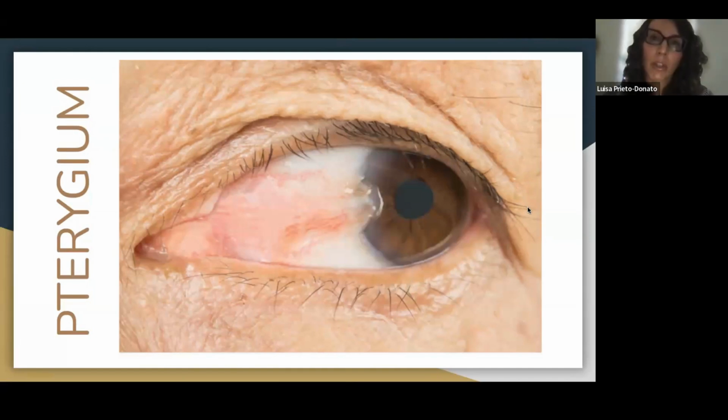These are formed really due to exposure to sunlight. Another name for these is called surfer's eye because surfers spend so much time in the sun, they start to develop these. But we do tend to see these a lot, not to the point where it's affecting the vision, but more like irritation. So wear your sunglasses.